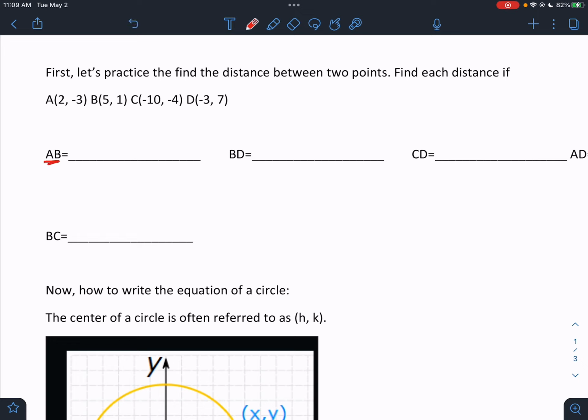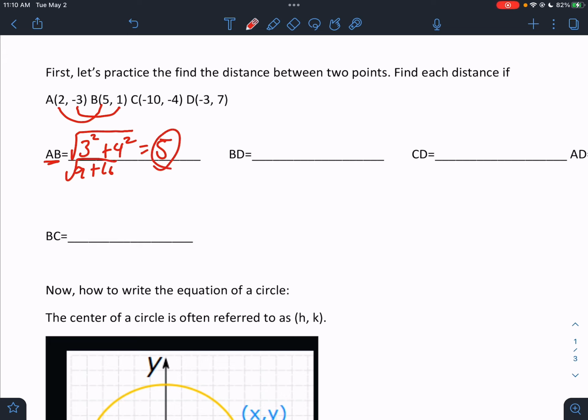A to B, so we look at our x's. 2 to 5 would be plus 3, so we take 3, we square it. Negative 3 to 1 is plus 4, so we take 4, we square it. Don't forget it's the square root. And that's actually a 3, 4, 5. That would be 9 plus 16, which is 25. So that's the square root of 25, which is 5.